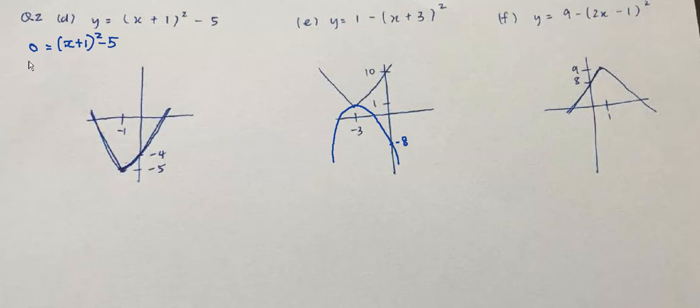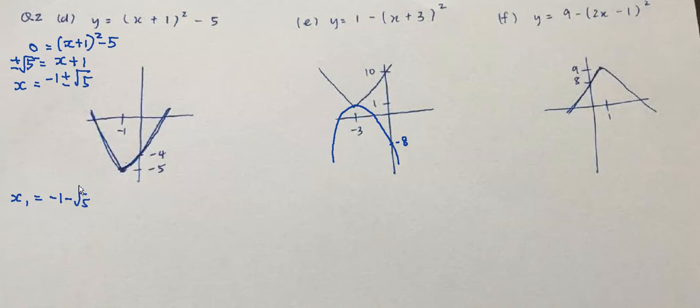Now let's bring the 5 over here. We square root the 5, and we end up with plus minus square root 5, so x plus 1 equals plus minus square root 5. So x becomes minus 1 plus minus square root 5. In other words, the first x value, let's say this is the more negative value, should be minus 1 minus square root 5. That will be the value at this point.